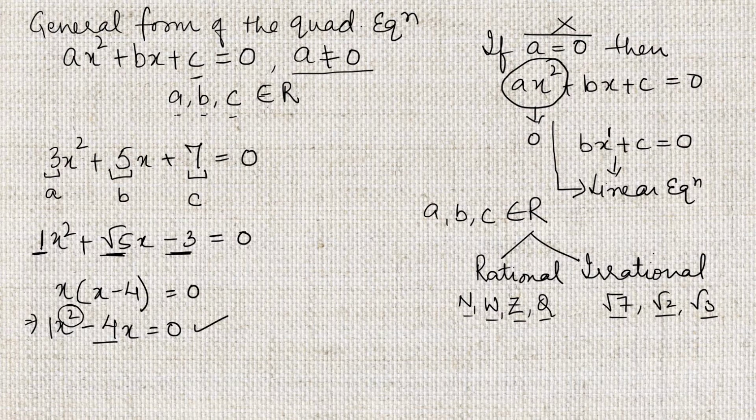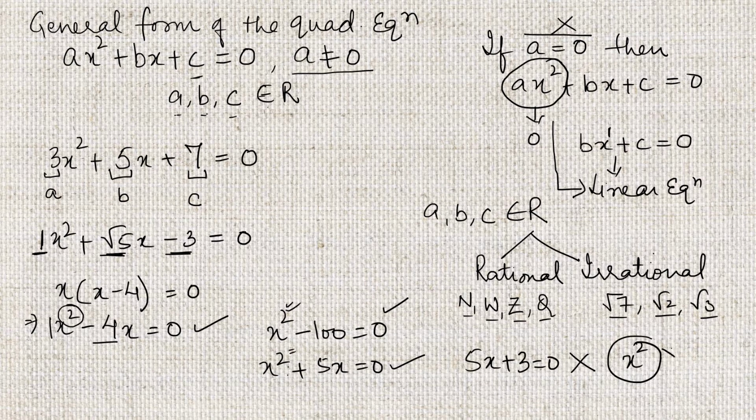Take one more example. If I write x square minus 100 equal to 0, it is also a quadratic equation. The highest power of x is still 2. X square plus 5x is equal to 0. It is also a quadratic equation. Still the degree of the equation is 2. But if I write 5x plus 3 equal to 0, it is not a quadratic equation. Here we don't have any term of x square. Therefore, it is a linear equation, not a quadratic equation.